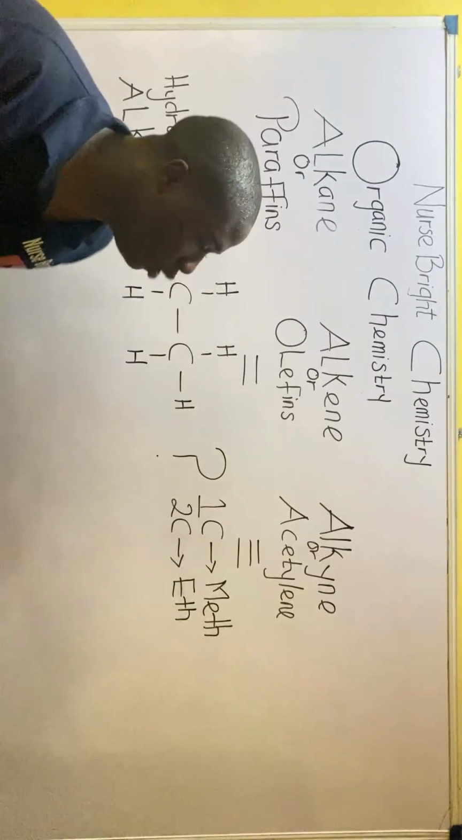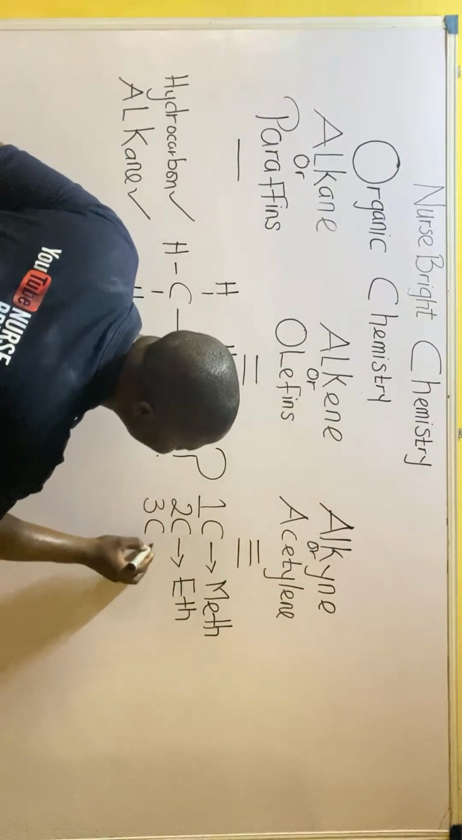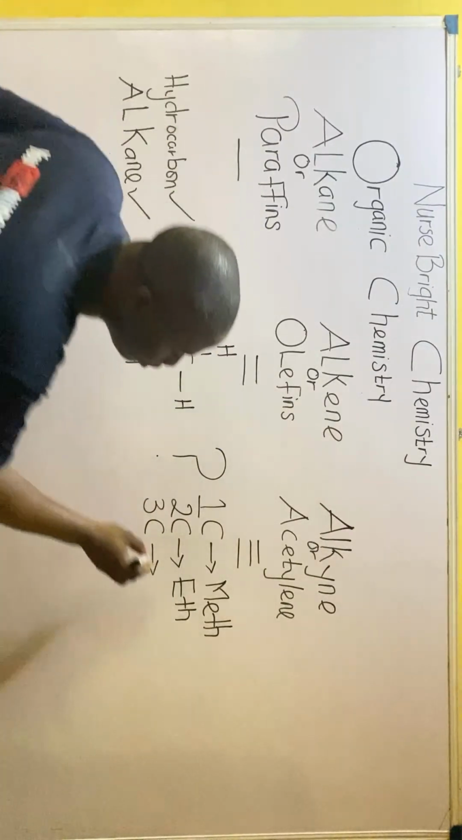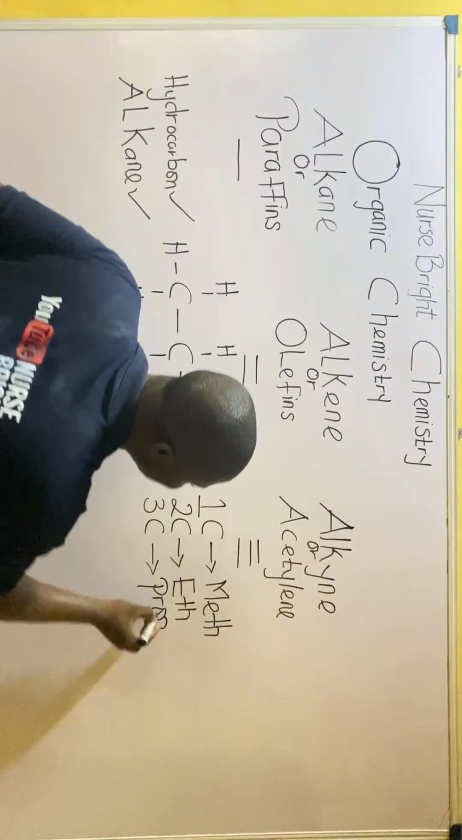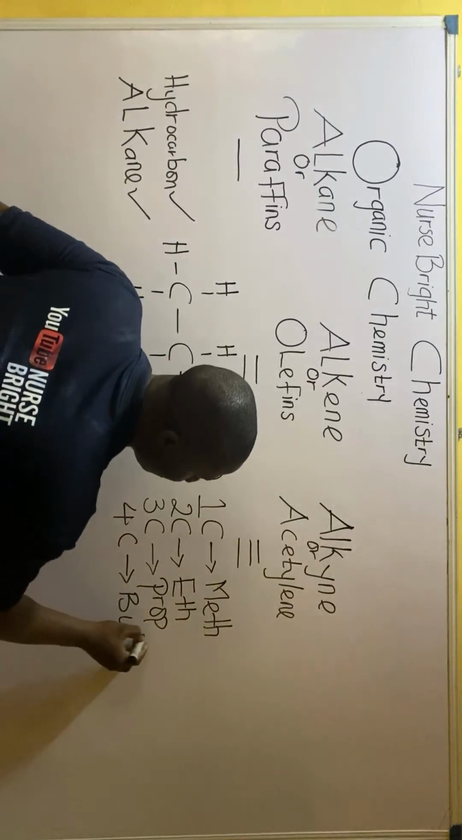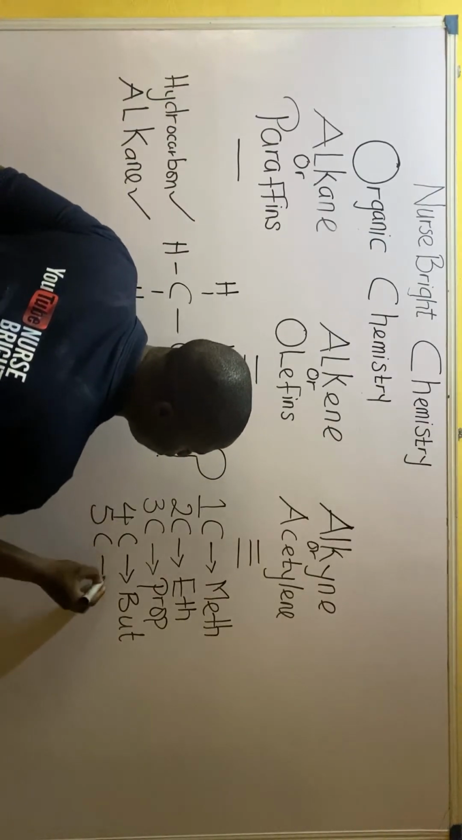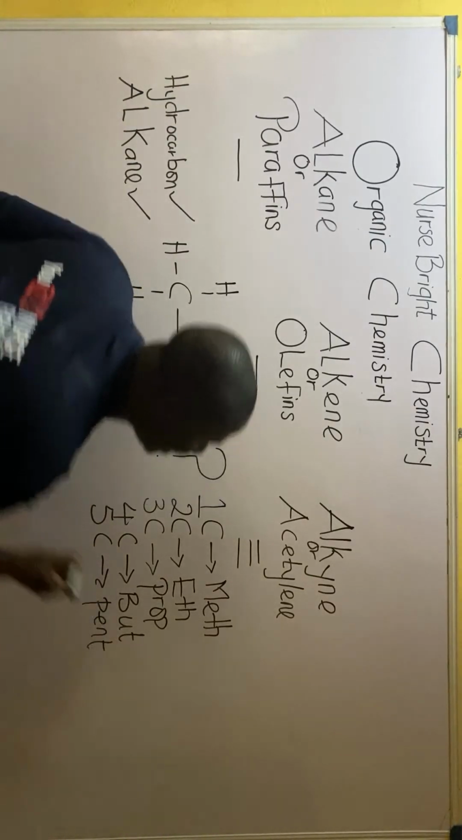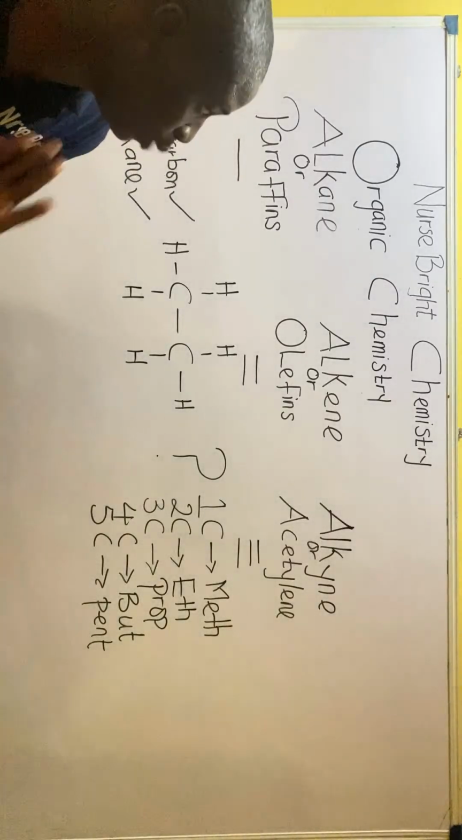Are you there? If we have another compound in organic chemistry that has 3 carbons in it, what should the name start with? Prop. Do you understand? If that's 4 carbons, what should the name start with? But. If that's 5 carbons, what should the name start with? Pent. Alright, it's very essential you know from number 1 to number 10, so it will help you a lot.